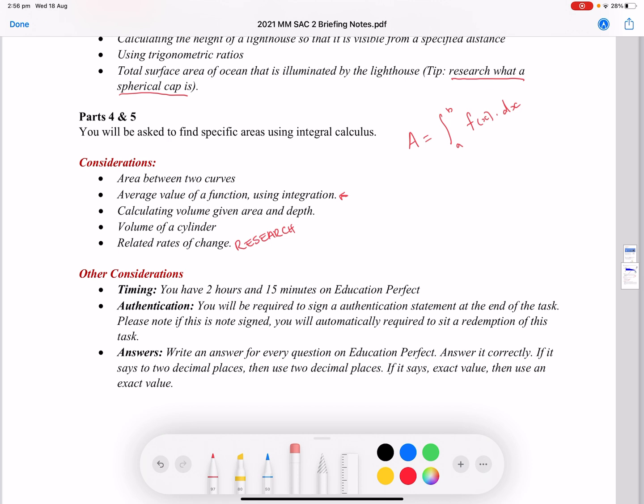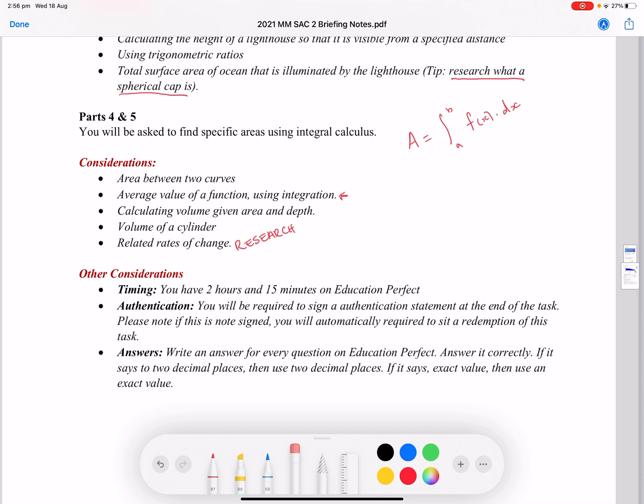Authentication. So the last step of the assessment will be for you to sign an authentication statement. Now you must sign this. It's really important that you do sign this. You need to note that if you do not sign this, then you will automatically be required to do a redemption task. So if you do not sign it, that equates to you doing a redemption task.